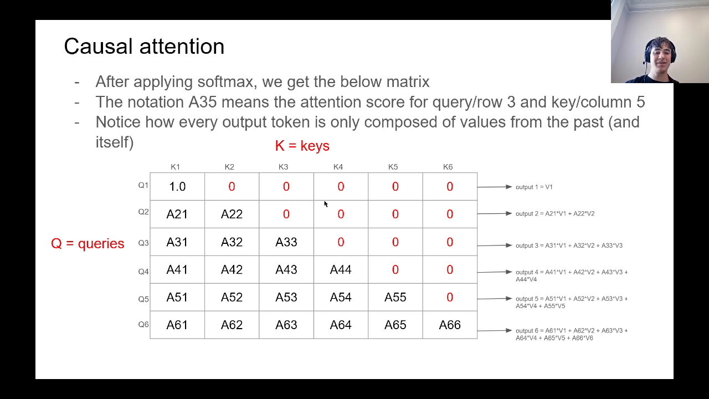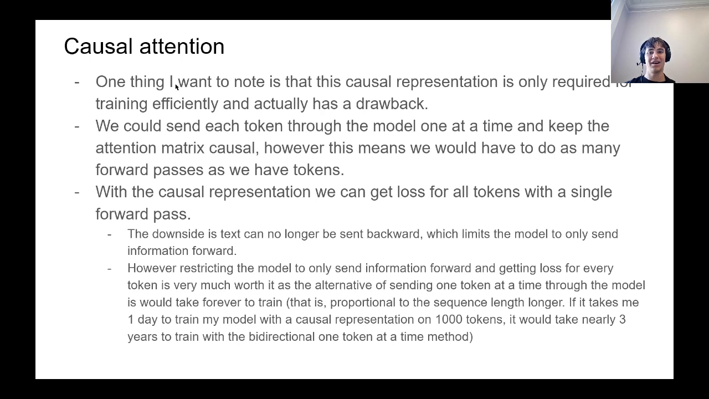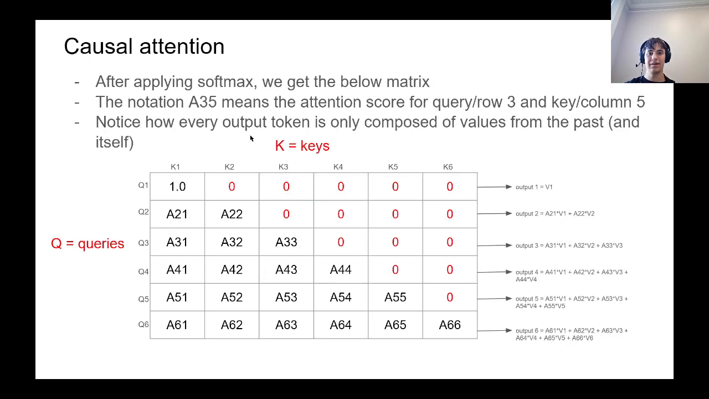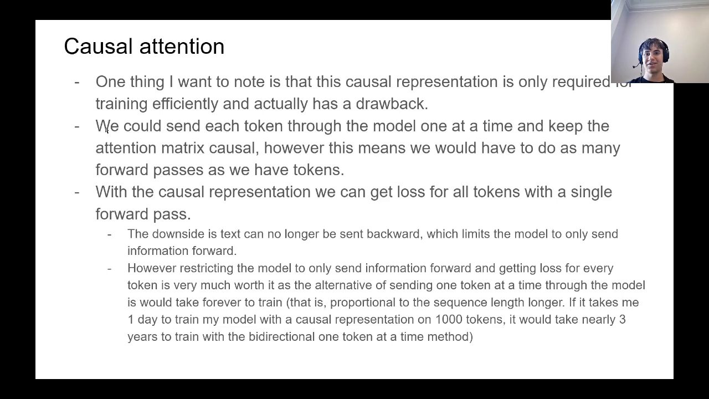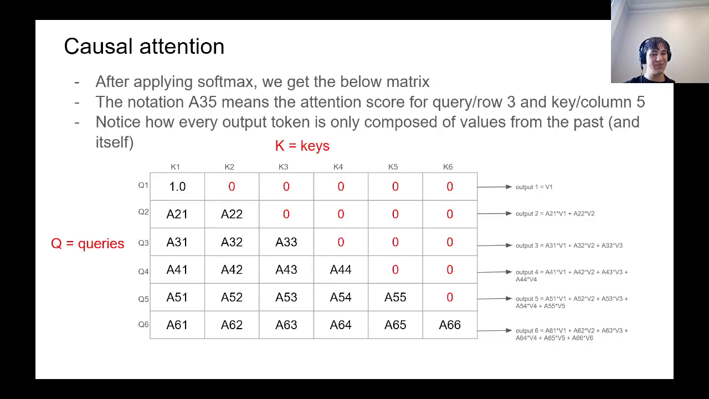And we represent that through the attention matrix because it's easy. My notation here says this is the query, the row, and the second value is the column. Causal attention is only required for training. If we really wanted to not have a causal attention mask, you could iterate token by token. I would take the word "the", pass that through the entire transformer, and I wouldn't need a causal attention mask because it would only be this value here.